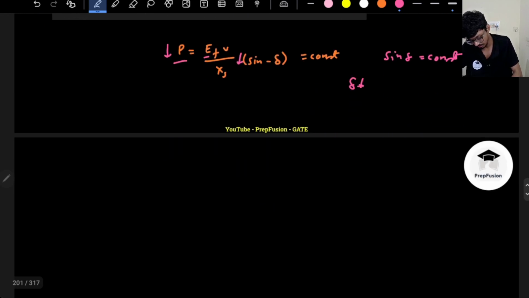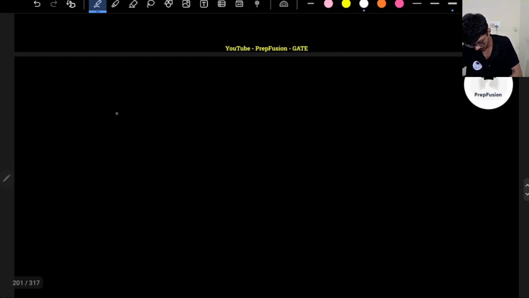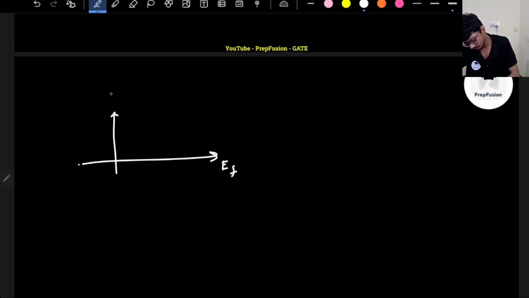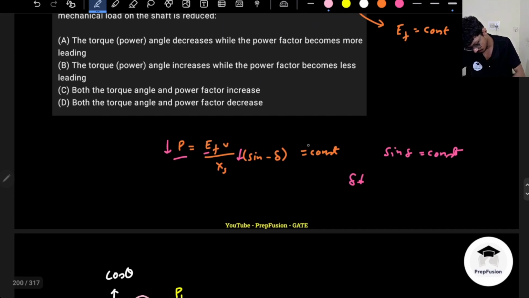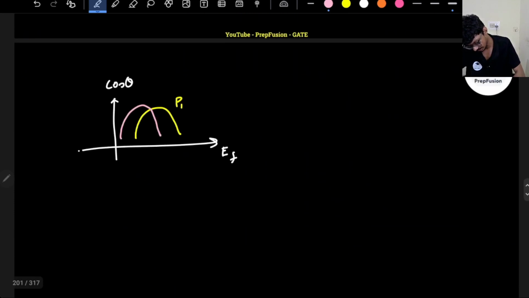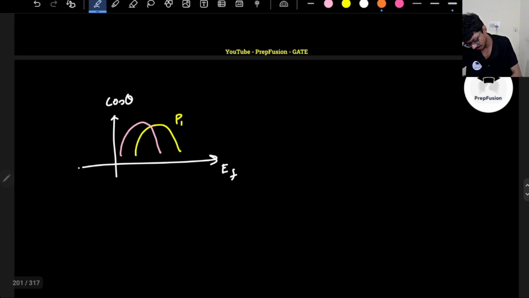And what will happen to the power factor if I'm reducing the power? Again I will go back to the power graph. This is my power factor graph, cos theta. Let's say this was my P graph. If I reduce the power, the power graph shifts to the left hand side, and it was operating at some constant excitation. Let's assume that it was operating somewhere here.